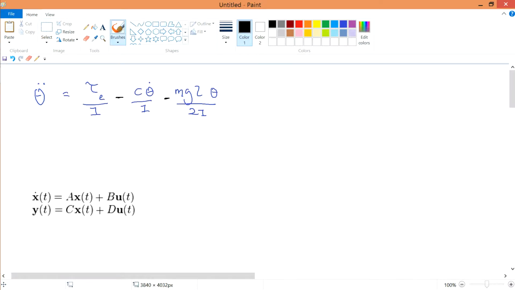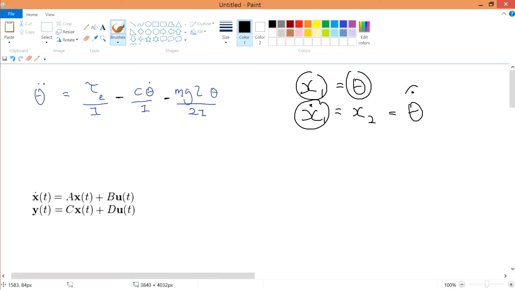Now we identify the variables: theta dot and theta. A special way to write this is that x1 equals theta. So I substitute theta with x1. And if I take x1 dot, I will say that x1 dot equals x2, which equals theta dot. x1 dot is simply theta dot, as I've shown you over here. Now I can rewrite x1 dot as x2.